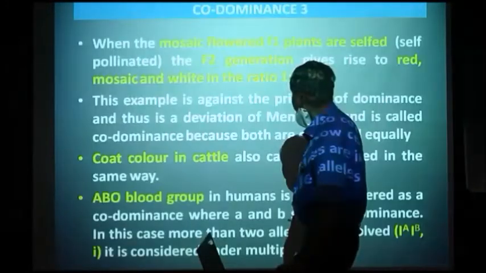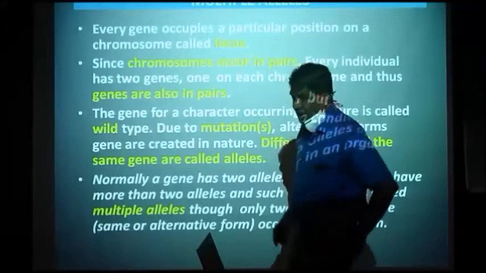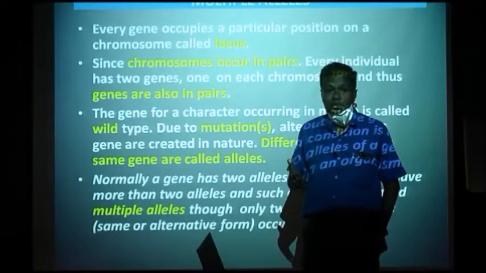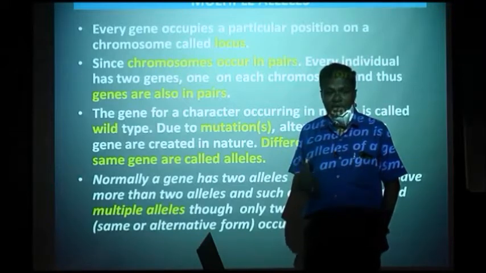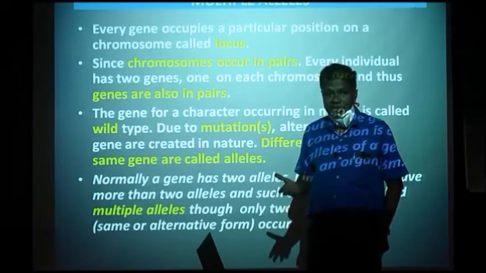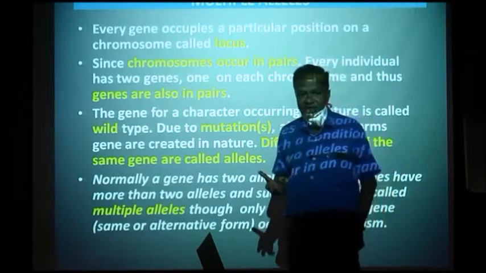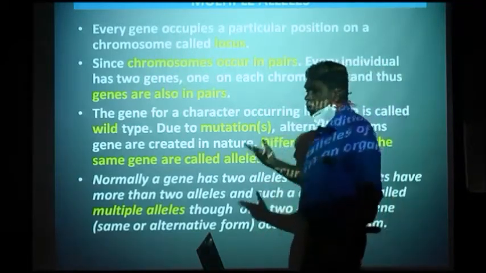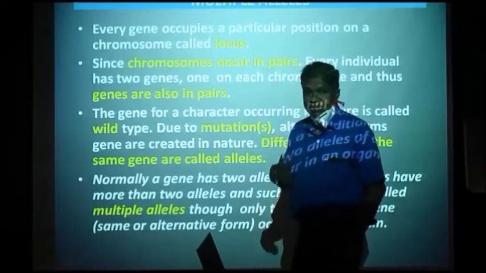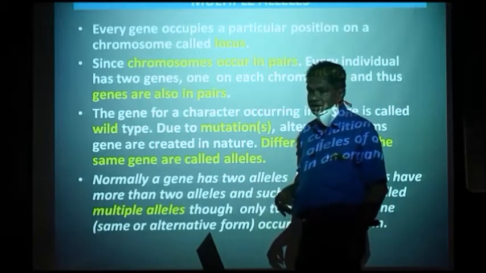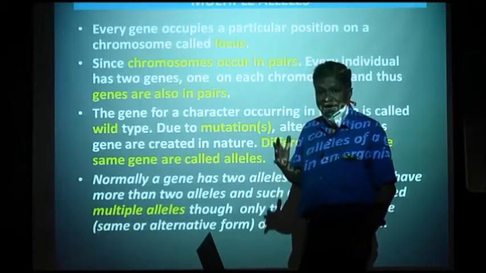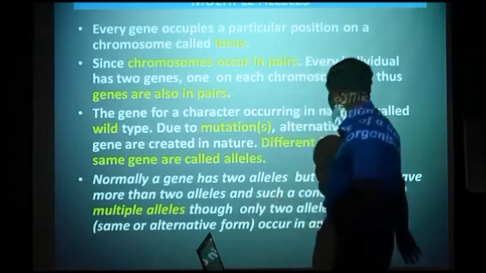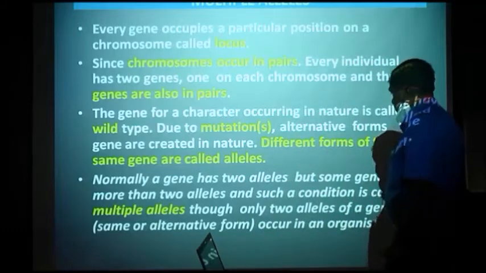Sometimes what happens is the alleles are more than two. Till now we have discussed a dominant allele and a recessive allele. In some cases there are more than two alleles, and when there are more than two alleles, we call the condition multiple alleles.